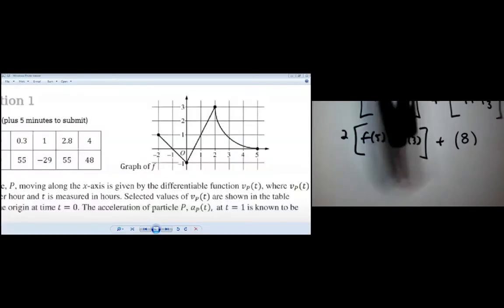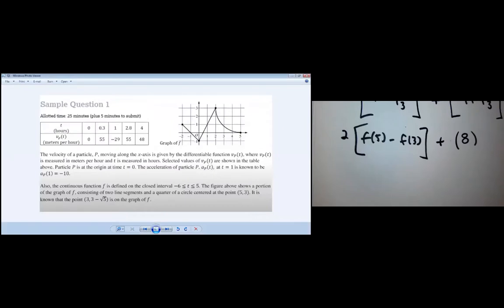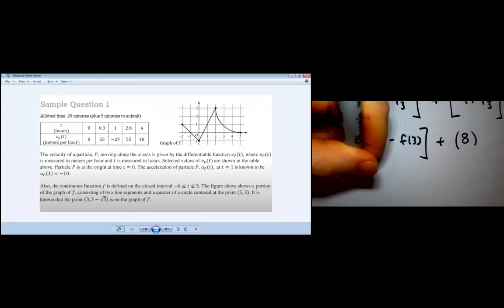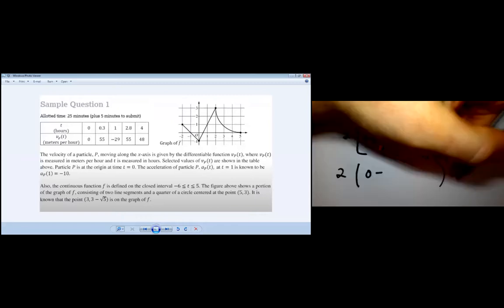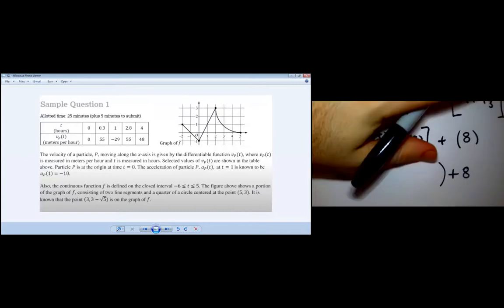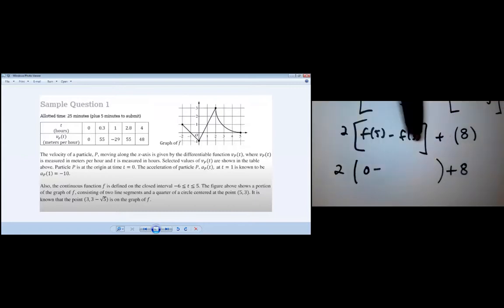So what do we know about f? We're looking for f of 5. Easy enough, 0. So that's 2 times 0 minus something plus 8. Okay, what's the other one we need? f of 3. You look up f of 3 and you go, ooh, don't know what that is.